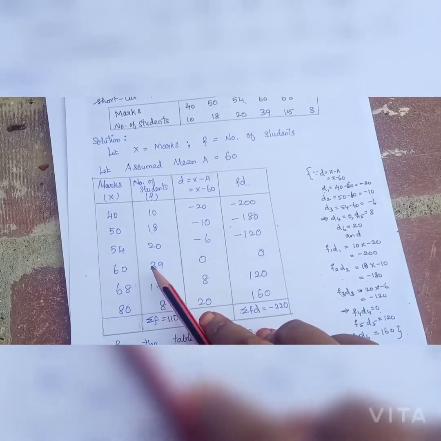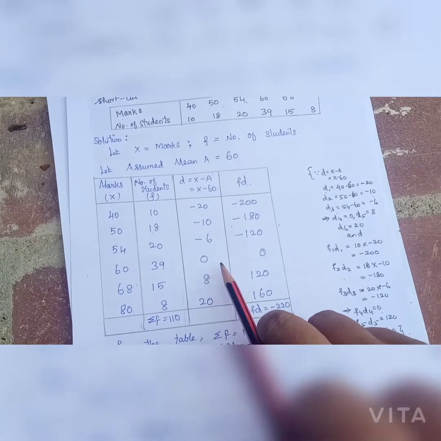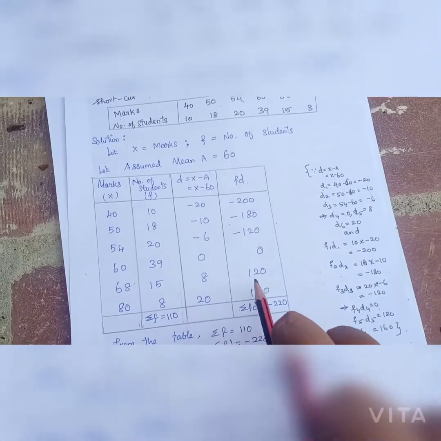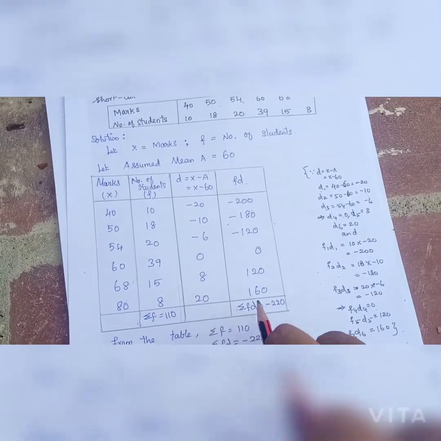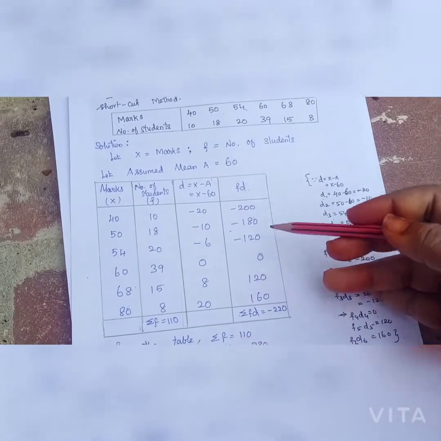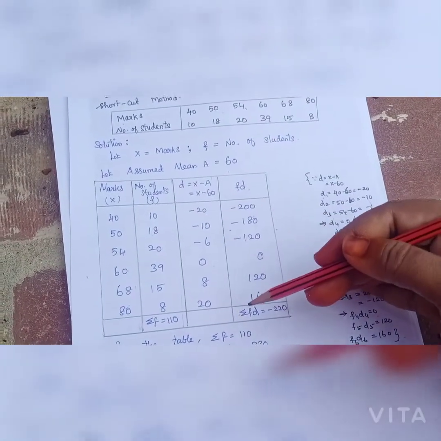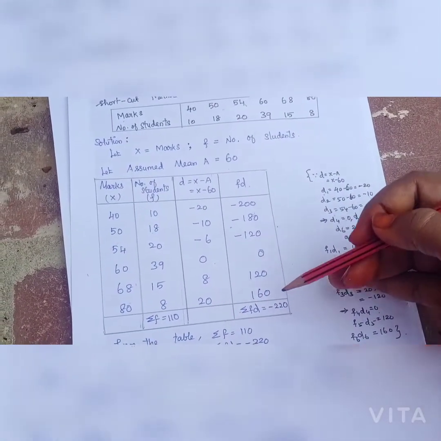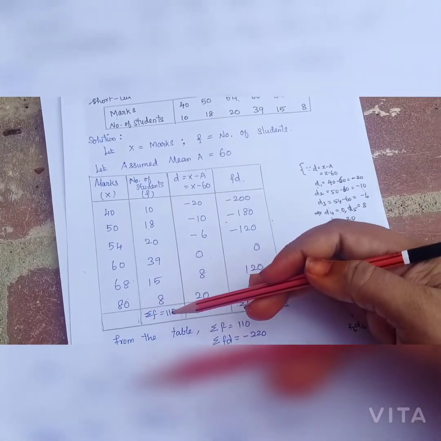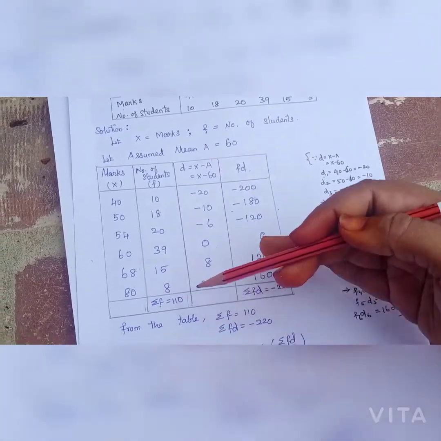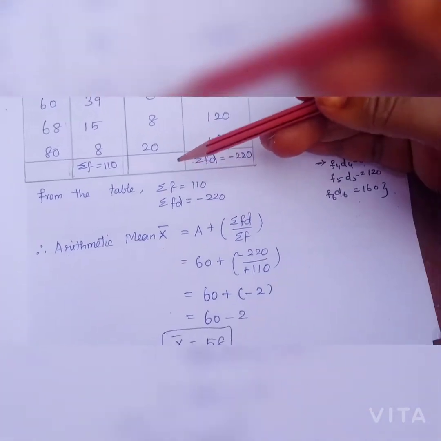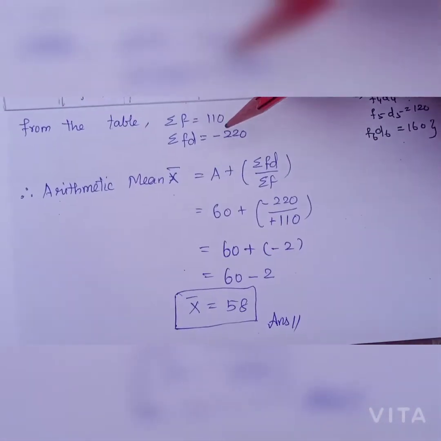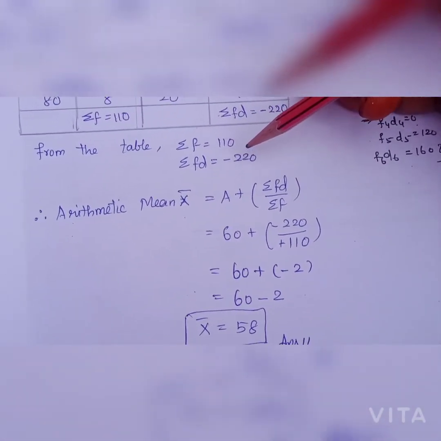Next value 39 into 0 is 0. 15 into 8 is 120. 8 into 20 is 160. So the summation of FD is minus 220. The summation of F, the total frequency, is 110. So from the table, summation of F is 110 and summation of FD is minus 220.